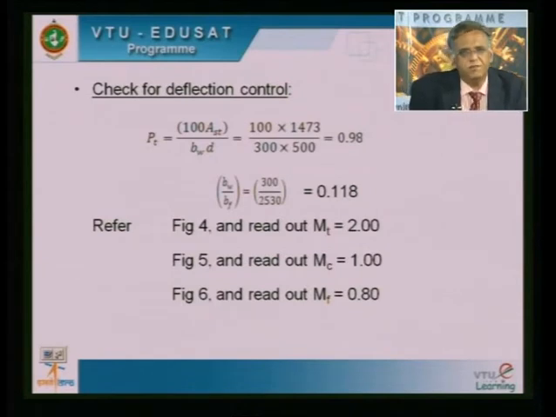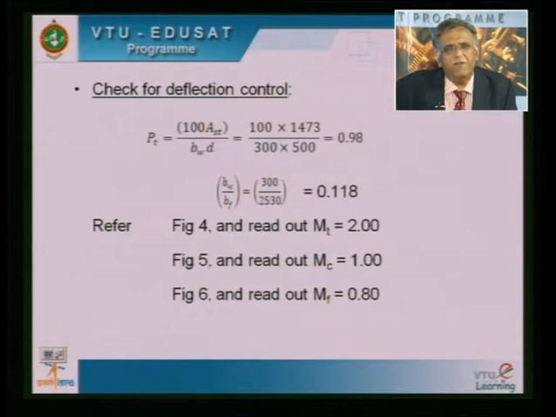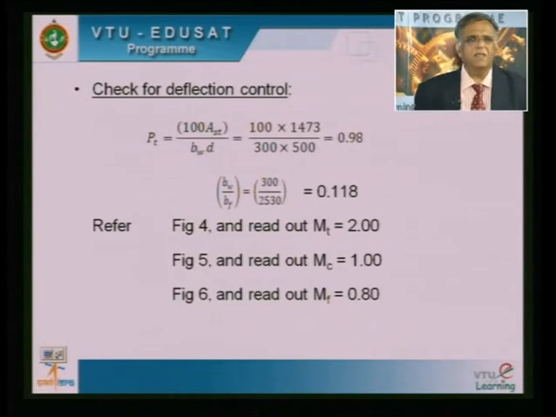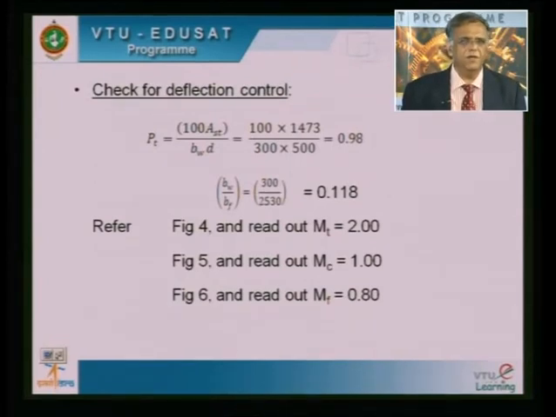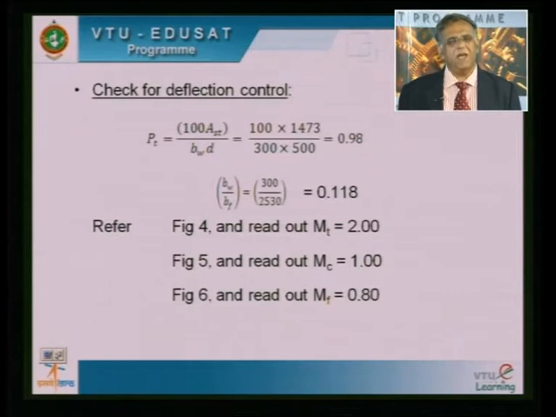MT has been got as 2. For the PT value and FS value you have picked up, you can pick up the value of MT as 2 from figure 4. MC is 1 because there is no compression reinforcement, and figure 6 gives us the value of MF. This time, this is the only case where we have the value of MF other than 1. It is the reduction factor. So BW by BF has to be calculated.